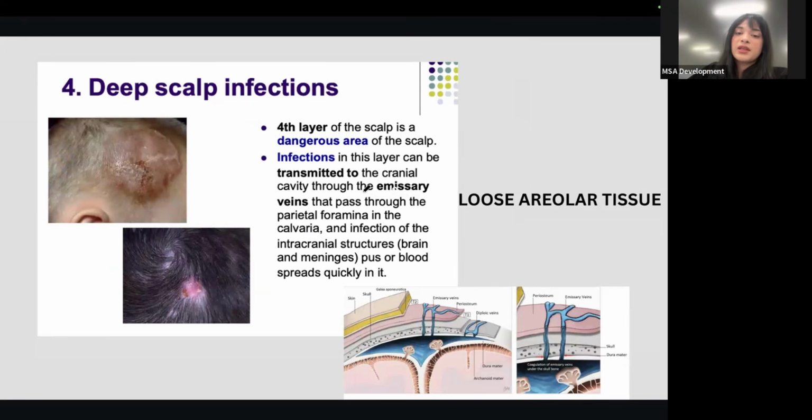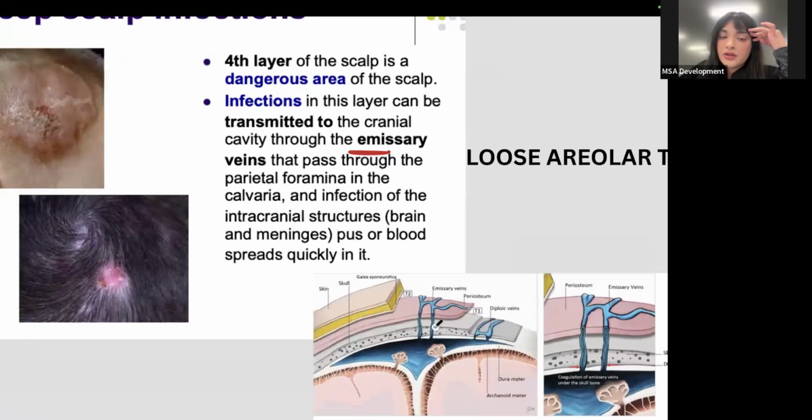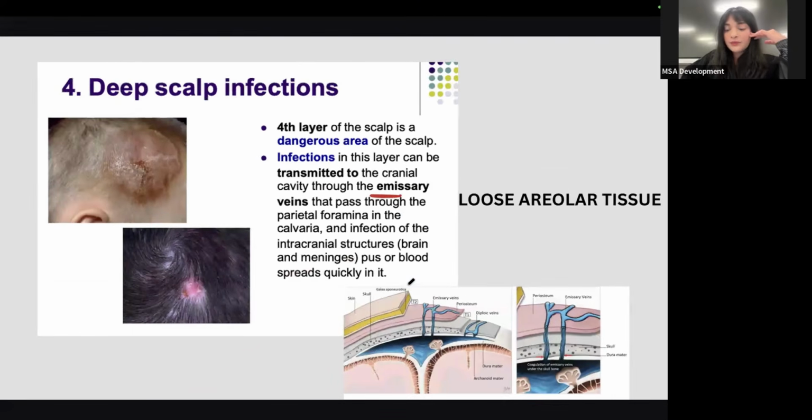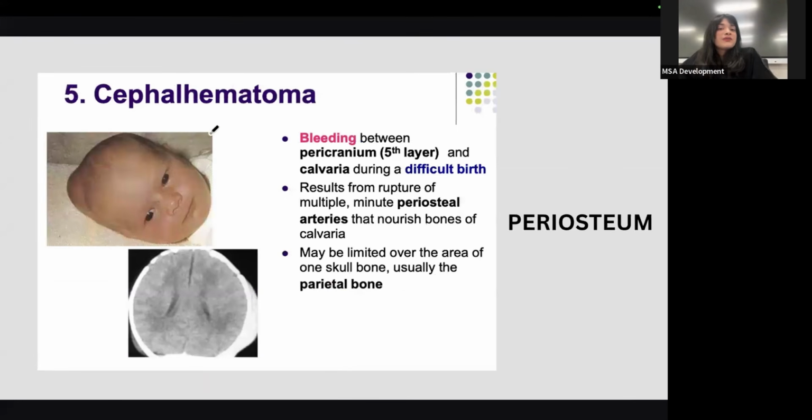Infections are transmitted to the cranial cavity through the emissary veins that pass through the parietal foramina and calvaria. So basically, if you look at this picture, you can see these emissary veins. If they get infected, they're going to go directly into the brain, and that's very dangerous. Okay? Then we have cephalhematoma.